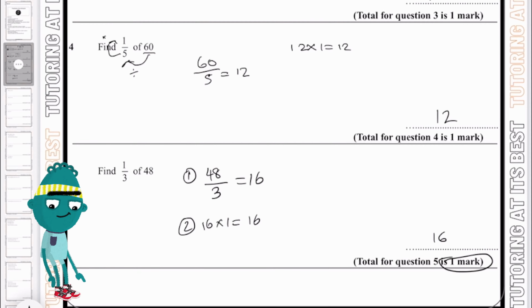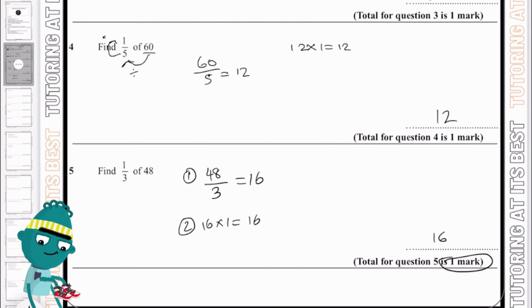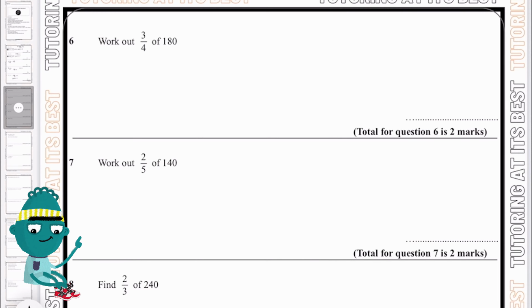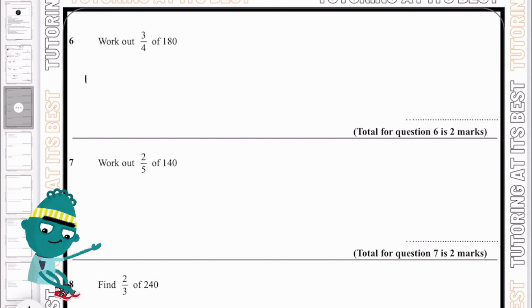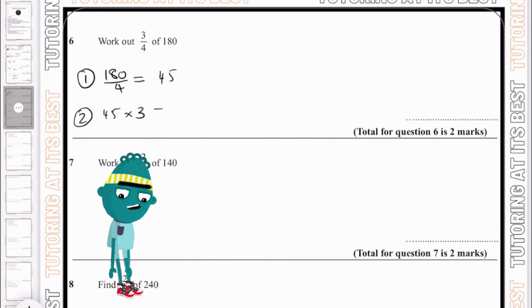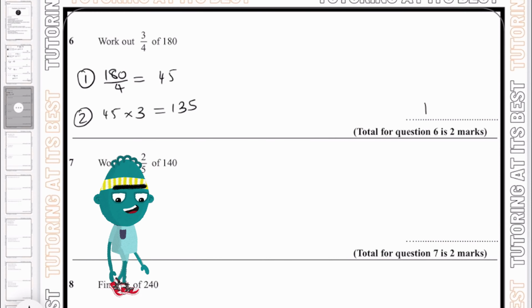Wonderful. I hope that was a quick introduction to fractions of an amount. Let's now take this a step further. This is now where I've changed the numerators, so there's no longer going to be 1. Again, we'll take step 1, where we have 180 divided by 4, which gives us 45. And then step 2, 45 times 3, which gives us 135.